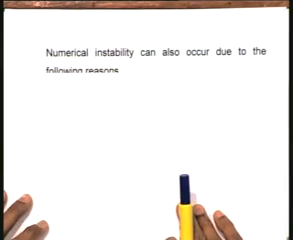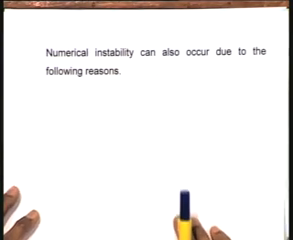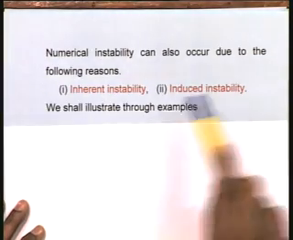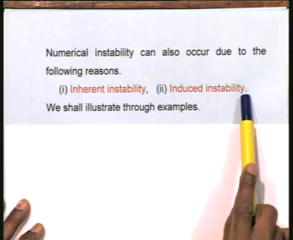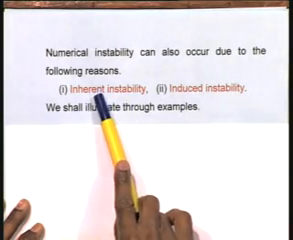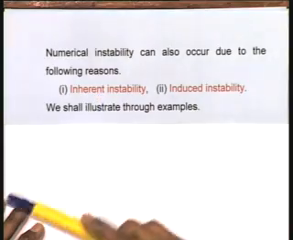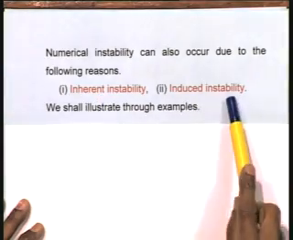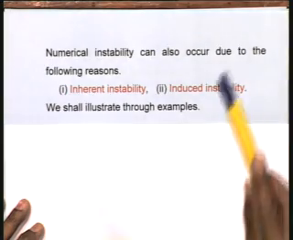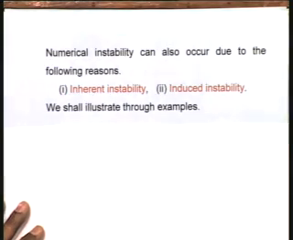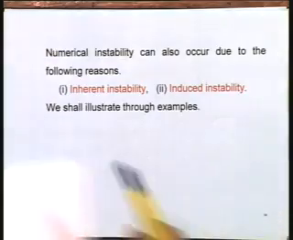Let us take a very simple example. You will be wondering how such things can happen when we go to the computer. The two instabilities that we will define are inherent instability and induced instability. Inherent instability means instability is inherent in the problem itself, whereas induced instability is instability induced by the user. That means he is using a wrong method for solving that particular problem. Let us illustrate it with an example.